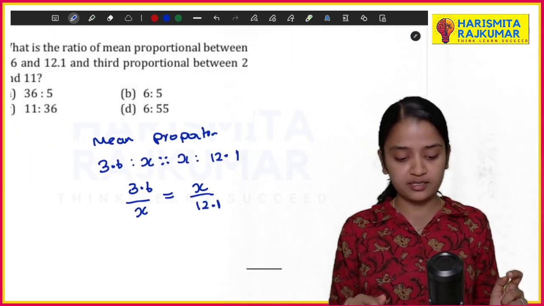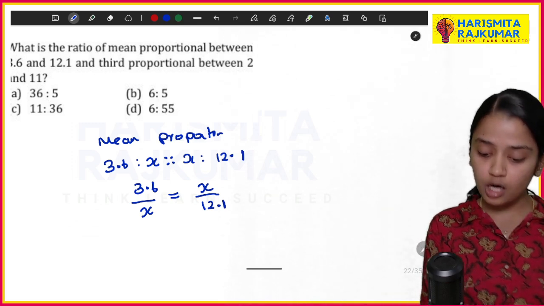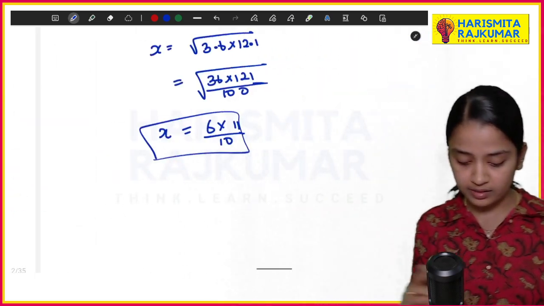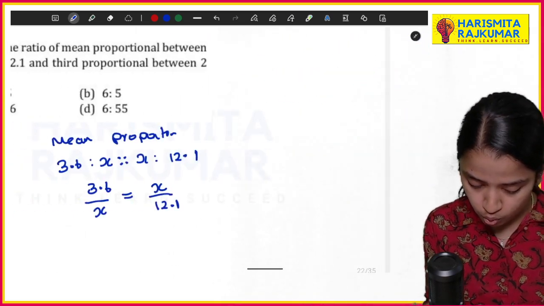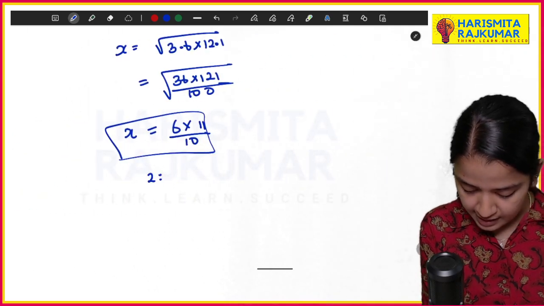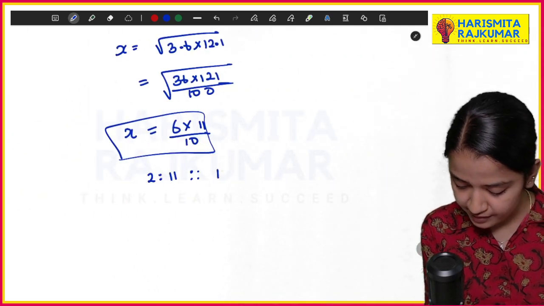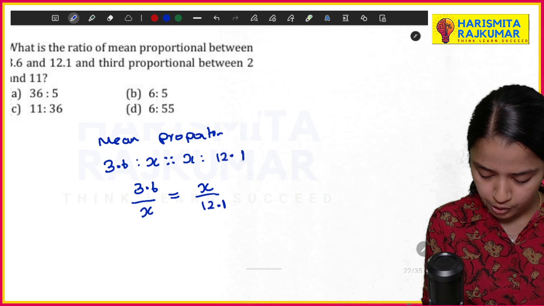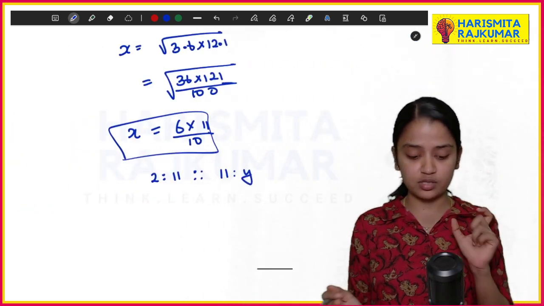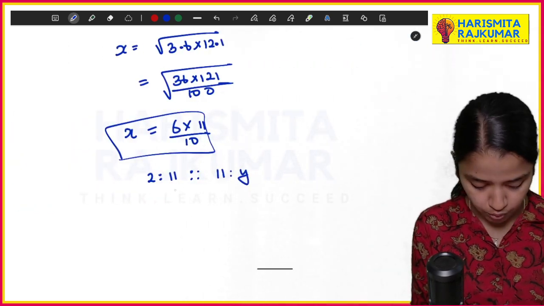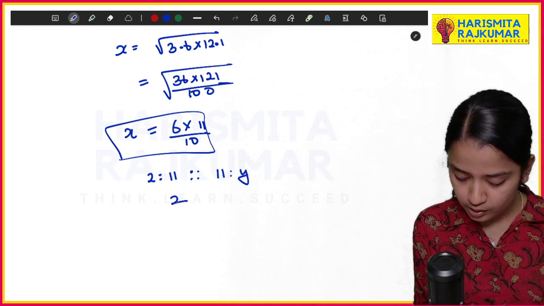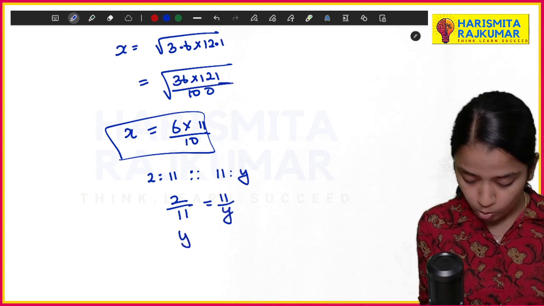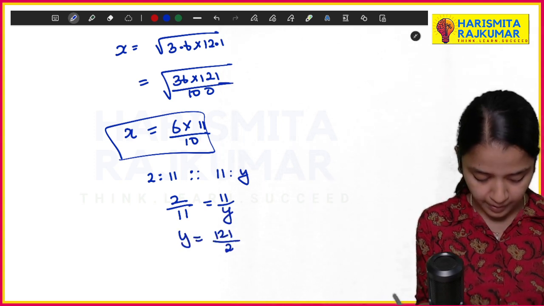Now they ask what is the third proportional between 2 and 11. So 2 is to 11 as 11 is to y. You call this y your third proportional. Likewise, I'll have 2 by 11 equals 11 by y. So I will get y as 121 by 2.